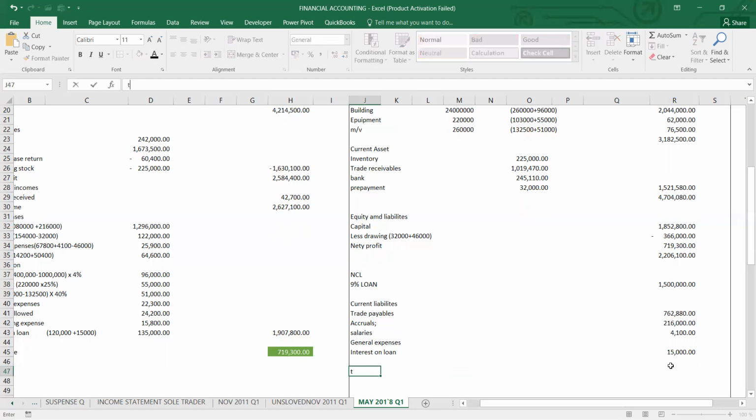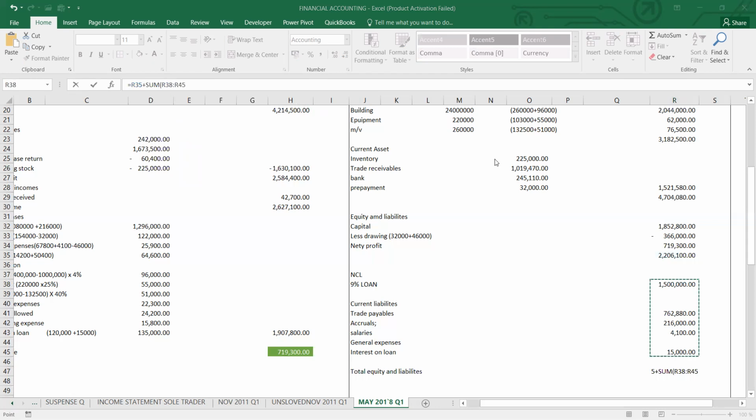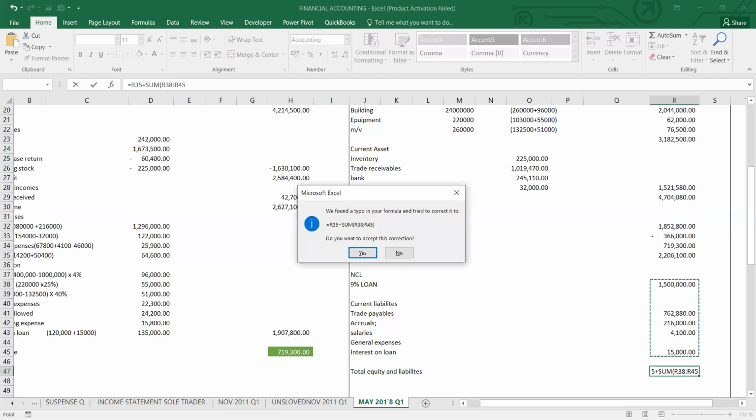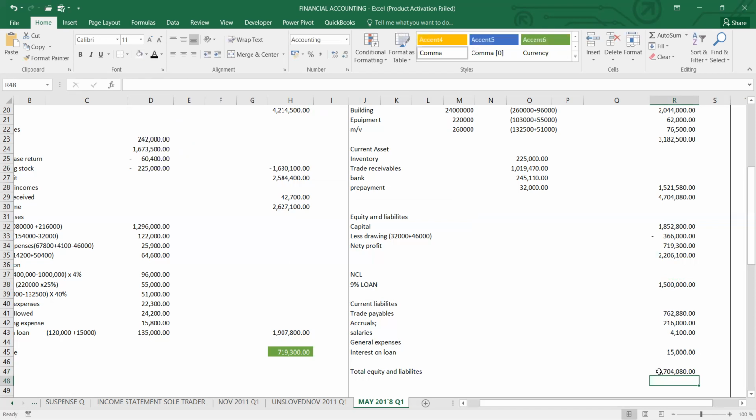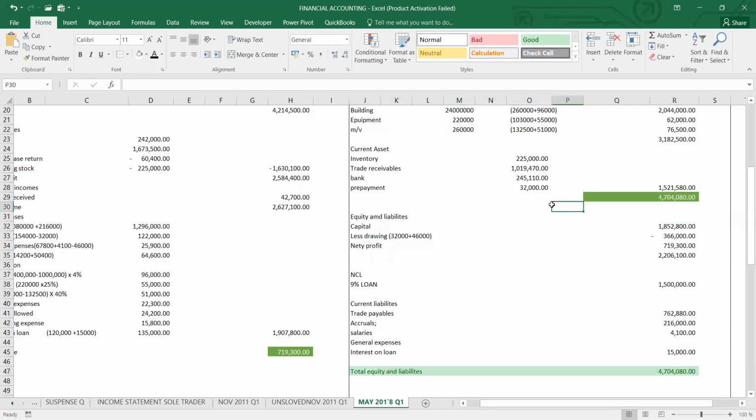Total equity and liabilities. So I will take the sum of this one plus the sum of this one to give me 47,488,800. So it should give us the same value as this one, because this one is the total.